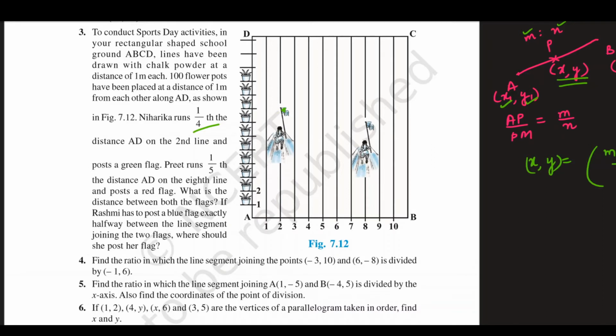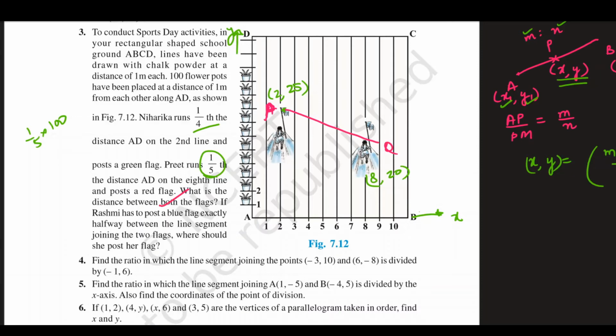So if we consider this as y and this as x, its x coordinate is 8 and this coordinate is 20, because it is 1/5 and total is 100. So 1/5 into 100 is 20, and in the same way it is 2 comma 25, because 1/4 of 100 is 25. Now first you have marked these points. Suppose it is P and it is Q. So you have to find the distance between PQ. What is the distance? It can be easily found by the distance formula.